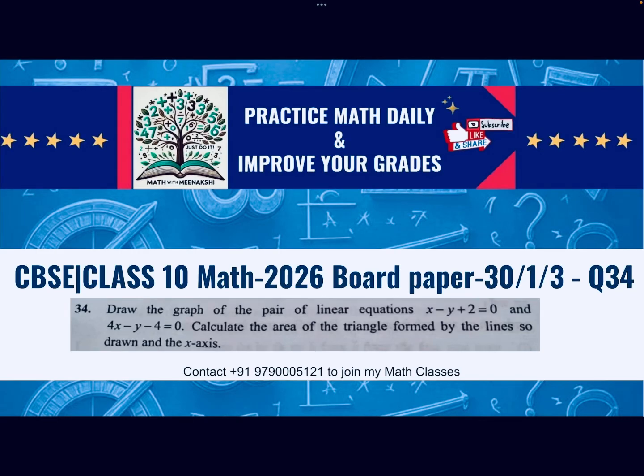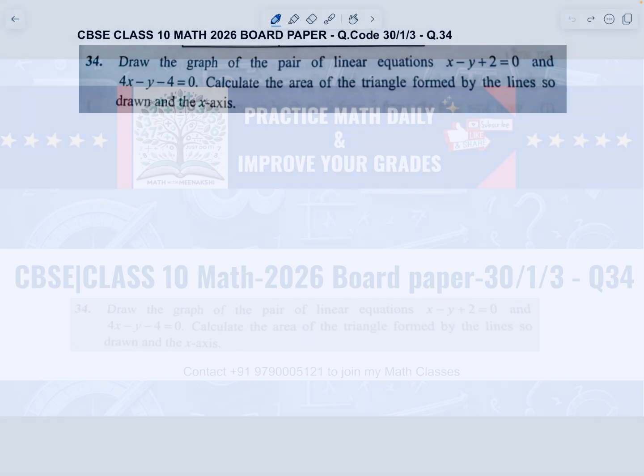Hello all, in this video I am going to solve question number 34 from the CBSE grade 10 standard math 2026 board paper. The question paper code is 30/1/3. The question goes like this. Draw the graph of the pair of linear equations x minus y plus 2 equal to 0 and 4x minus y minus 4 equal to 0. Calculate the area of the triangle formed by the lines so drawn and the x-axis.